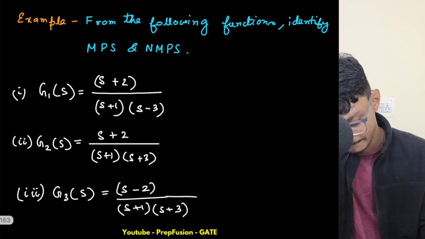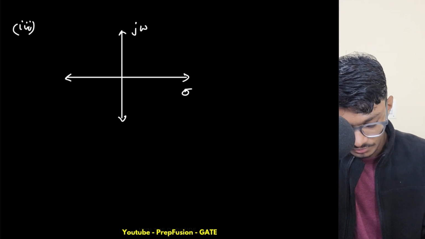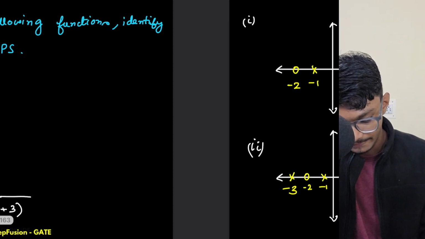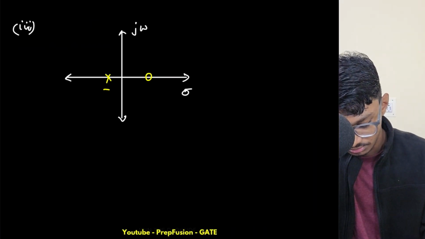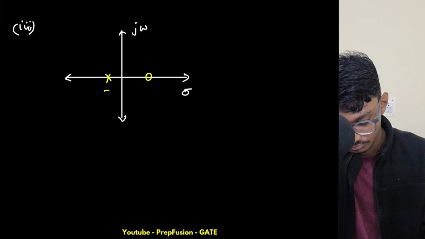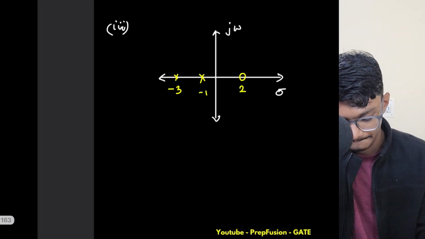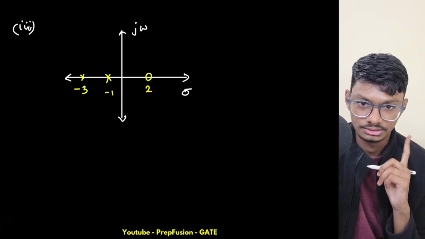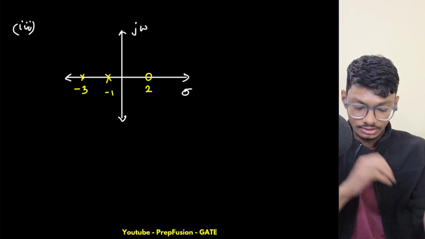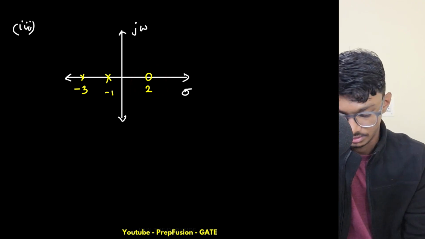So here we have a zero at s equals 2, and poles at s equals -1 and s equals -3. Okay, so these are the things. Now is this a minimum phase system or a non-minimum phase system? This is a non-minimum phase system because one of the zeros is lying on the right hand side of my S-plane. But is this system stable?